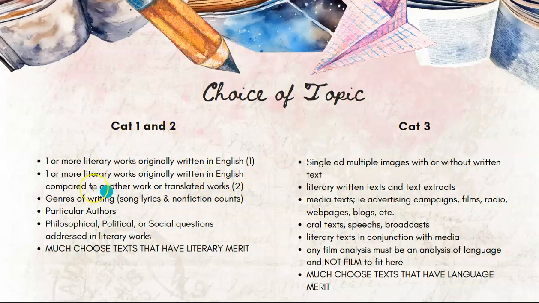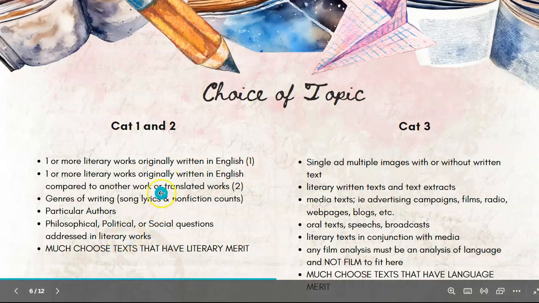For category 2, it has to be 2 texts, okay? And one of those works must be in English and one must be translated, but it could be multiple. You could compare 4 poems from an English author and then compare those to 4 poems from a Norwegian author or a Japanese author or whatever it may be.